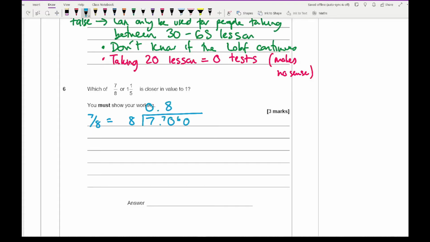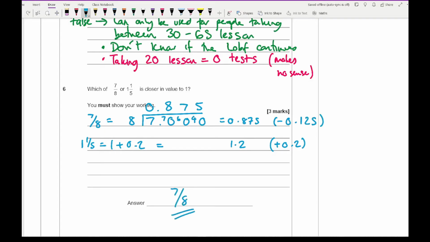Remainder 6. How many 8's go into 60? That's going to be 7. Remainder 4. And then we've got 5. So it's going to be 0.875. And 1 1/5, well, that's going to be 1 plus 0.2, which is 1.2. So this is over by 0.2 and this is under by 0.125. So which one is closer? It's going to be 7/8.